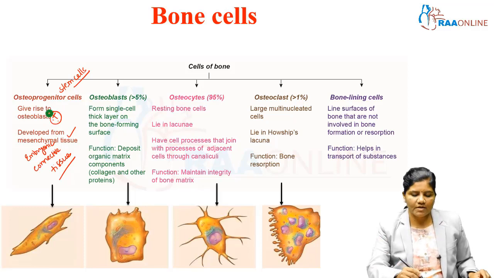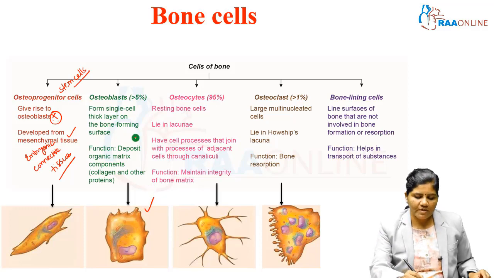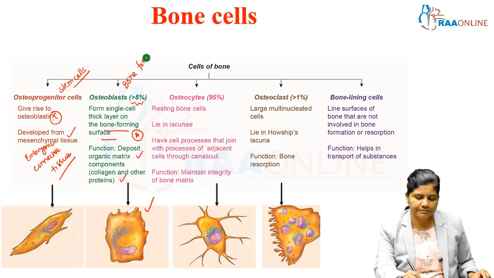Let's see the osteoblast. These are the bone forming cells. The main function is that it forms the other cells of the bone as well as deposits organic matrix, and it forms the fibers and the proteins. The osteoblast occupies about 5% of the bone. It is the bone forming cell.